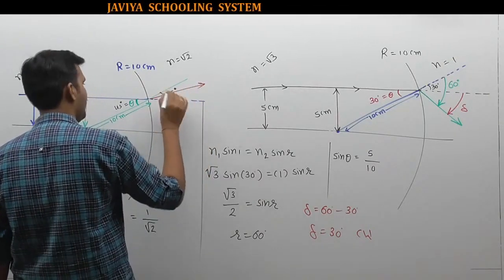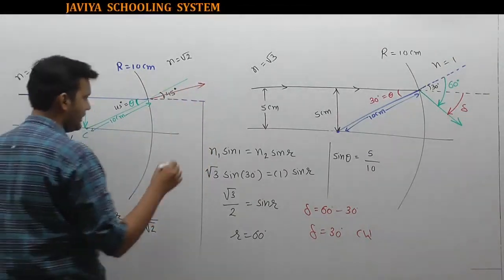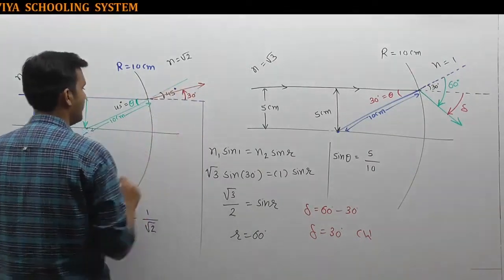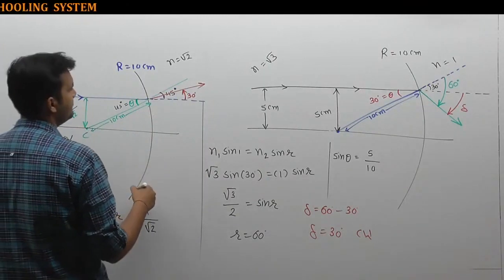So this is 45 degree and R is 30 degree, if you see. And total angle is 45 degree. So what is deviation?